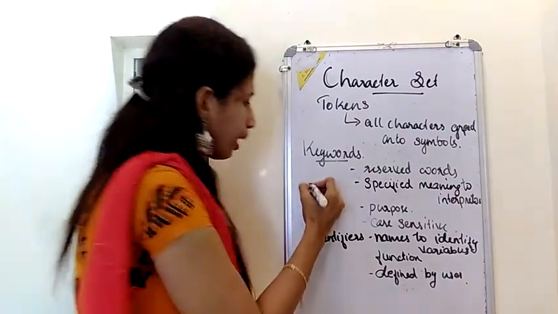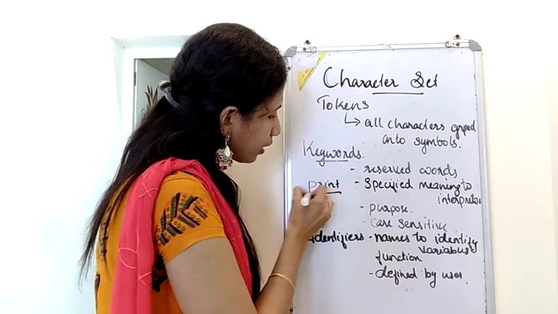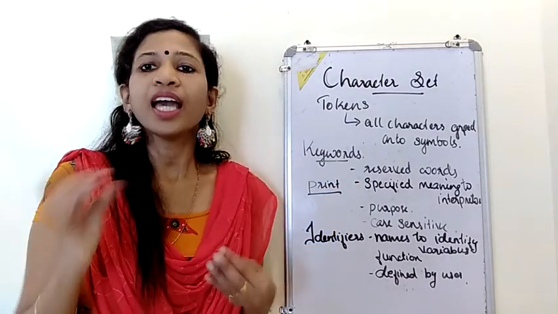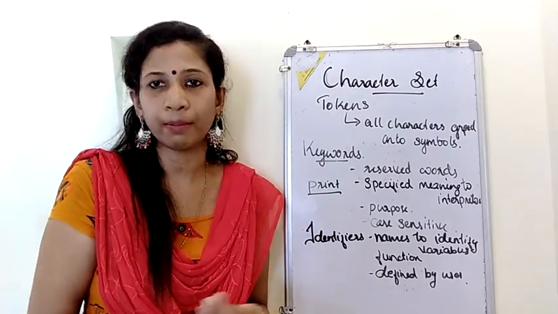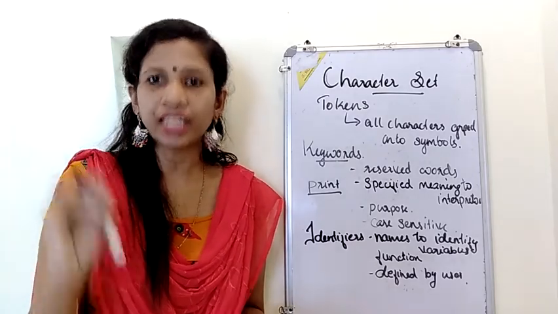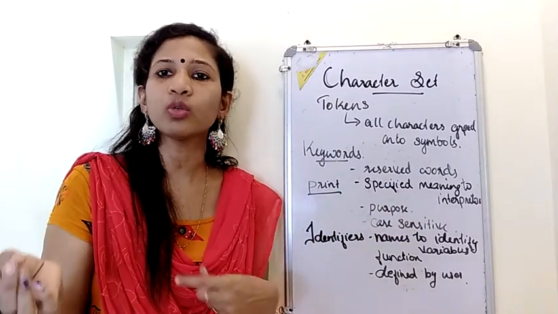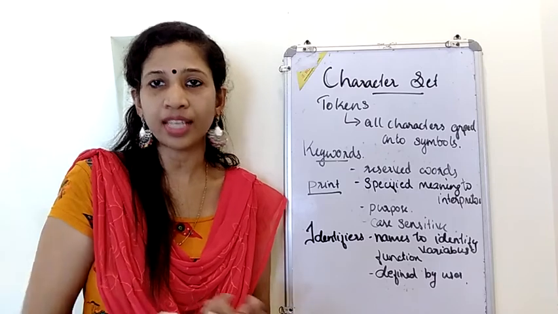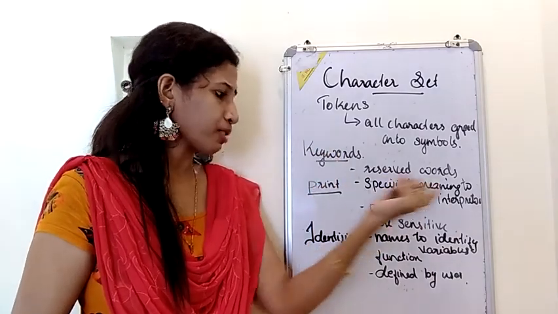For example, print. Print is a keyword which has a definite meaning for the interpreter. That is, the print keyword is used for printing purposes. So this cannot be used for any other purpose like naming a variable, functions, etc. These keywords have a specified meaning.